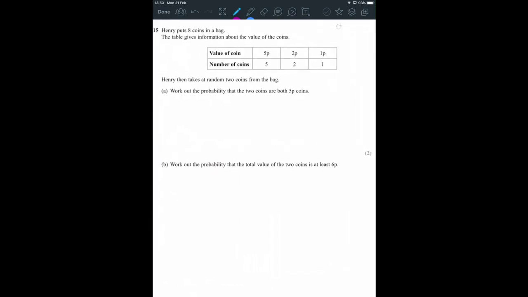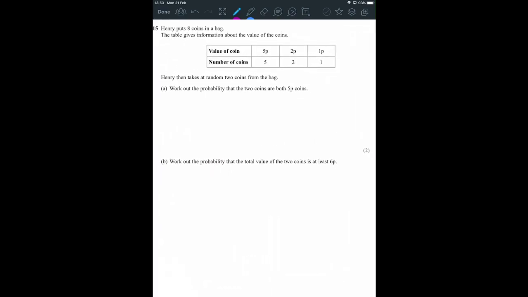Question 15. Henry has coins in a bag. We have some information on the probability that both coins are 5p's. Well, I could write out a full probability tree diagram. For this, I'm probably okay just to do 5p, 5p. Probability the first coin was a 5p, 5 out of 8. And the second coin needs to be a 5p. Well, there's only 4 5p's left. There are only 7 coins left in the bag. Multiplying and simplifying our probability gives us 5 over 14.